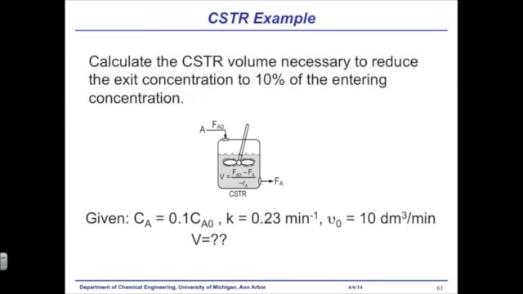So let's do an example now. Let's calculate the CSTR volume necessary to reduce the exit concentration to 10% of the entering concentration. We're given that the specific reaction rate is 0.2 reciprocal minutes, and the volumetric flow rate is 10 decimeters cubed per minute. The question is then, what is the volume necessary to carry out this reduction in concentration from CA0 to 0.1 CA0?